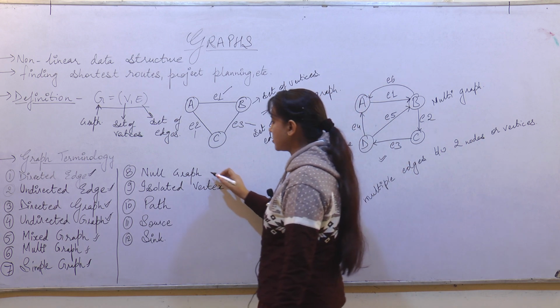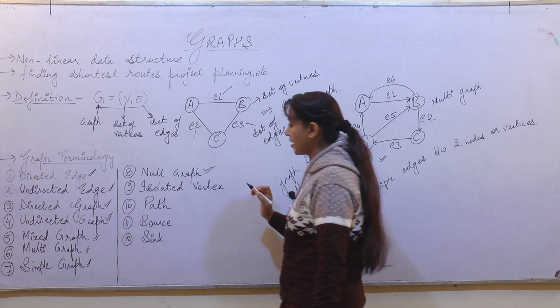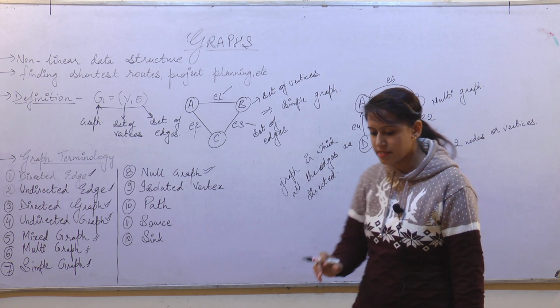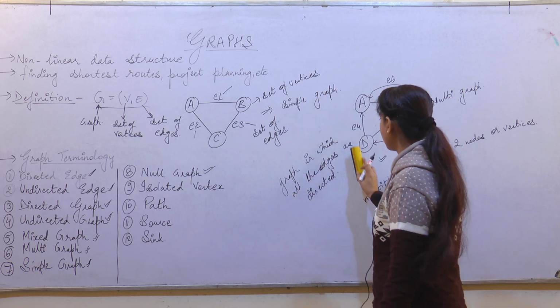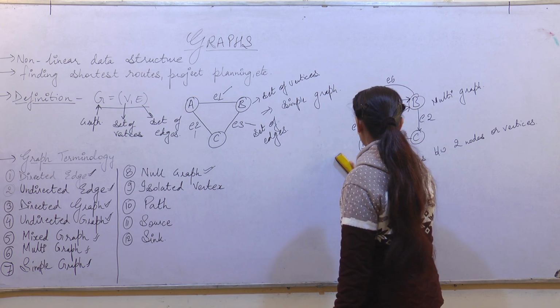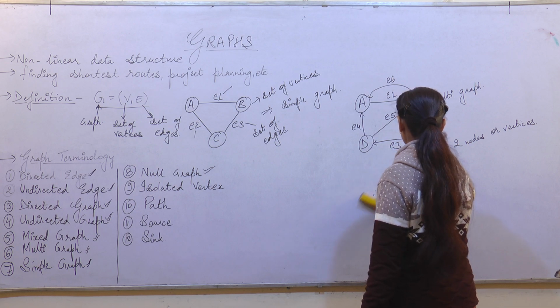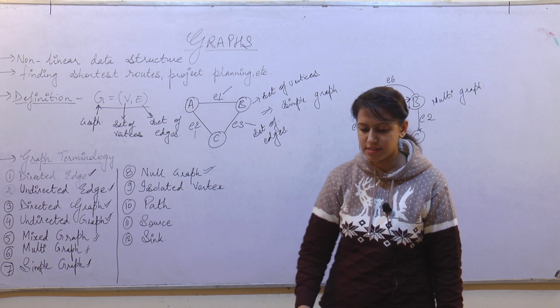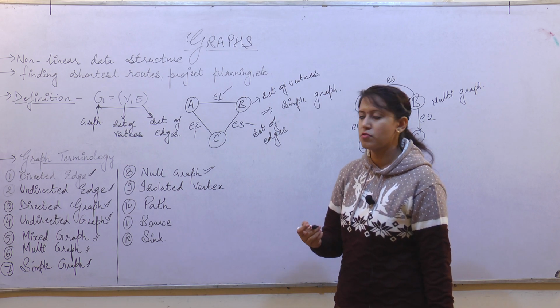Now the next terminology is null graph. As the name suggests, a null graph is a graph in which we have a set of vertices but no set of edges. That kind of graph is known as a null graph.